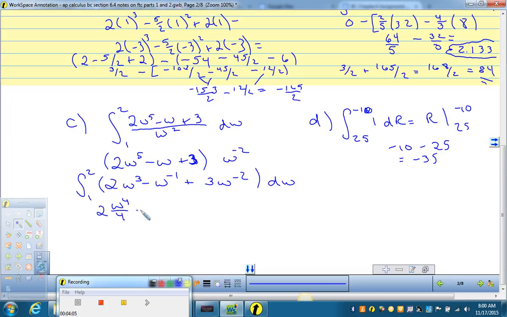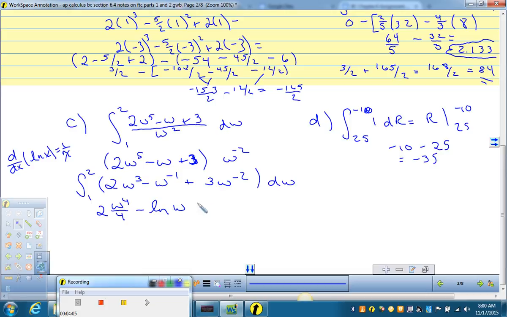Minus, what's the antiderivative of w to the negative 1? Natural log of w. Right? The derivative of natural log of x is 1 over x, which is x to the negative 1. So the antiderivative of w to the negative 1 is the natural log of w.